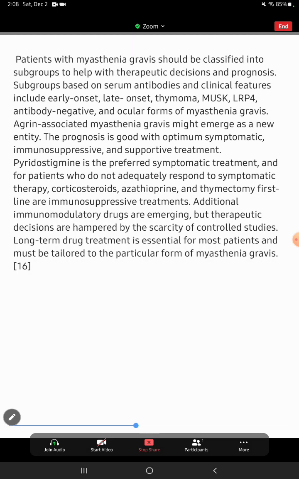Patients with myasthenia gravis should be classified into subgroups to help with therapeutic decisions and prognosis. Subgroups based on serum antibodies and clinical features include early onset, late onset, thymoma, MuSK, and many other antibodies, antibody negative, and the ocular form of myasthenia gravis.